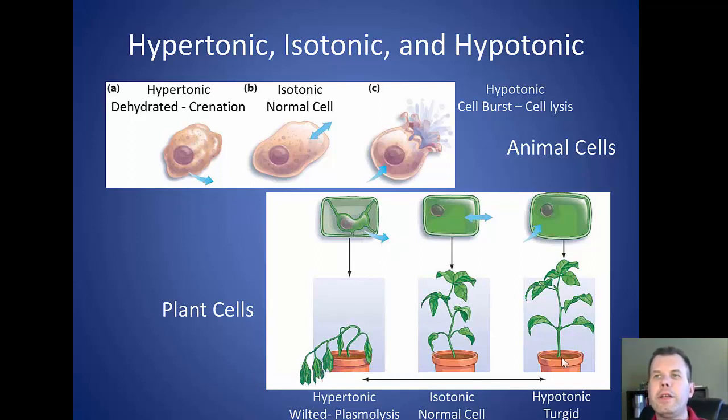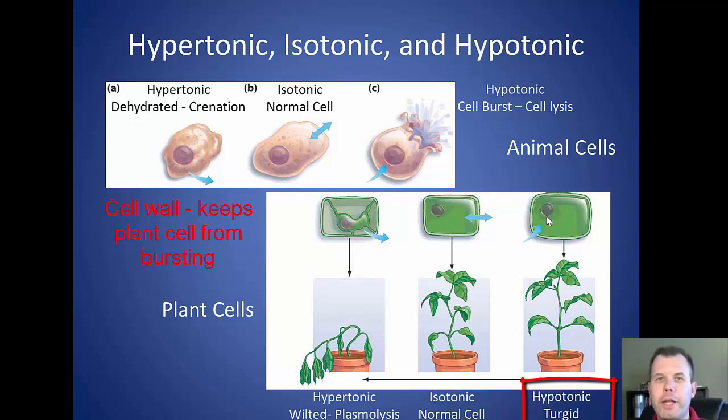Isotonic, the plant is nice and healthy, the water moves back and forth, there's no change. Now, a big difference between plant and animal cells is when you put it in a hypotonic situation. When you put it in that situation, the cell wall actually prevents the plant cell from bursting, and actually the plant really likes that situation.